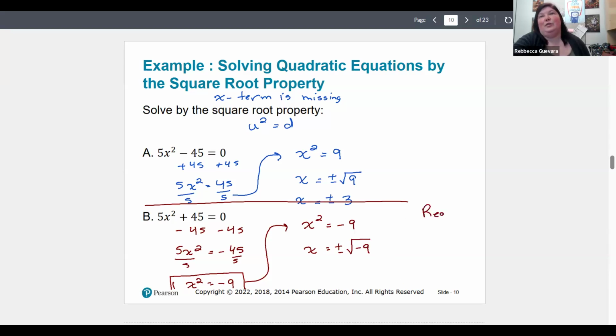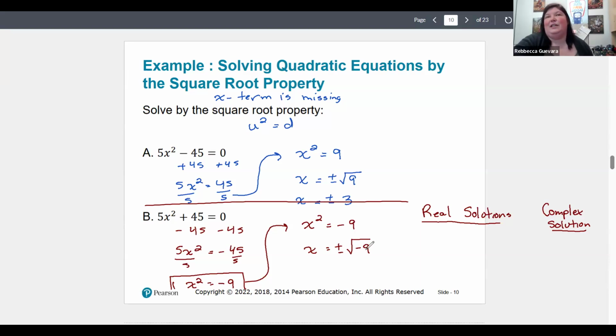So if you're looking for real solutions, or you're looking for complex solutions, you want to check your homework on this one, what it's asking you for. It's asking for real solutions or complex solutions. For real solutions, we can't do the square root of a negative, so we'd have no solution.